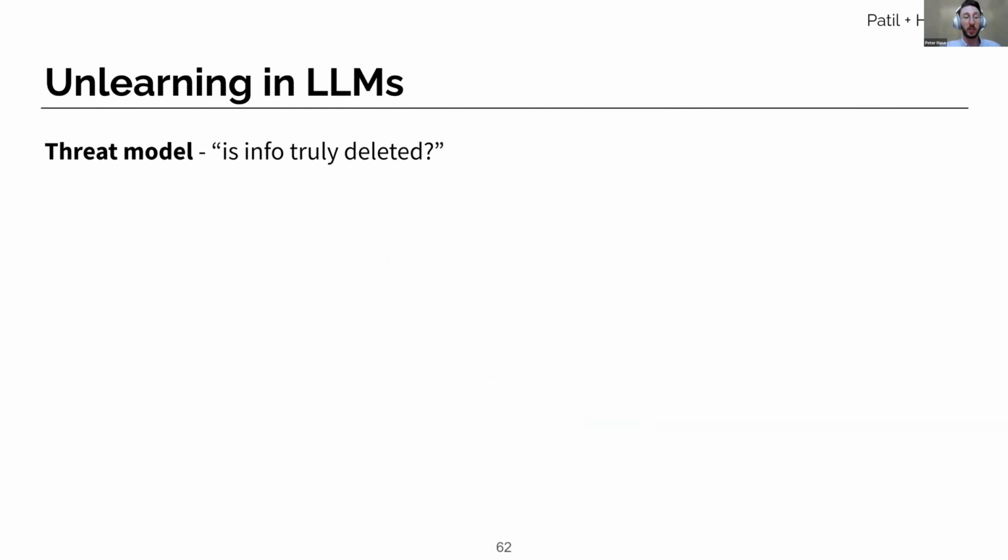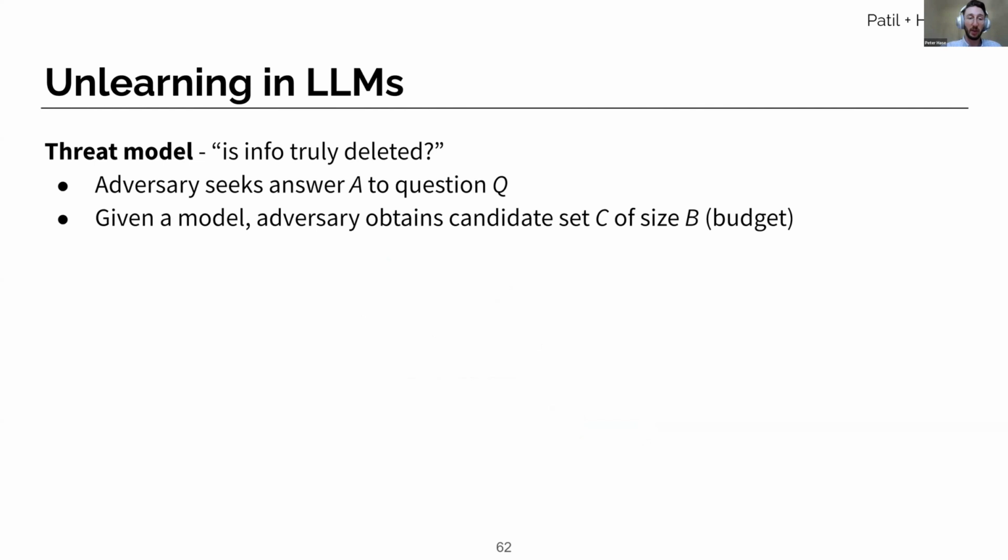So I'll pitch a threat model here, which is basically just how we evaluate things. How are we answering the question, is the info truly deleted? In our threat model, the adversary seeks an answer A to question Q. Given a model, the adversary obtains some candidate set C of size B, so they have some number of attempts. This is like a budget parameter. And the adversary succeeds if the answer A is in C.